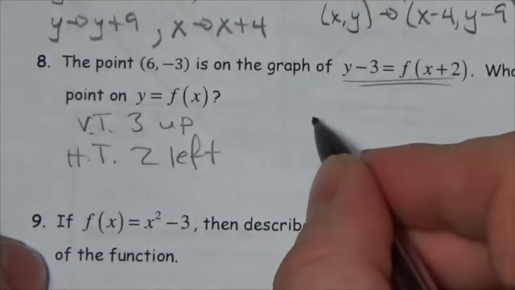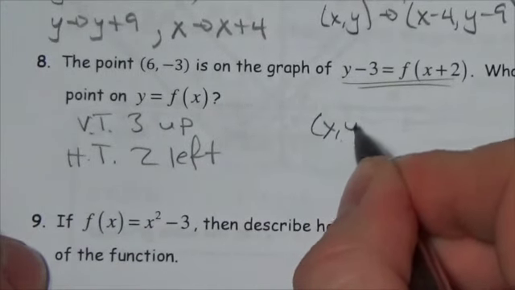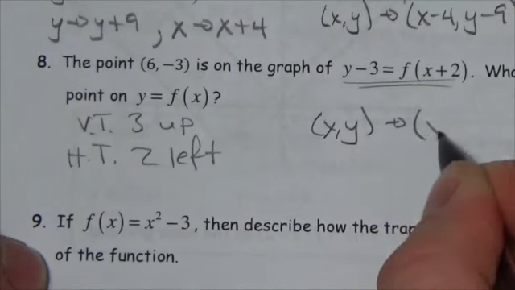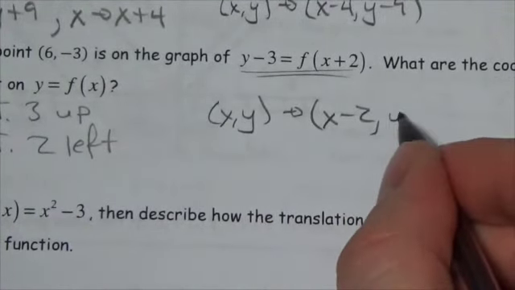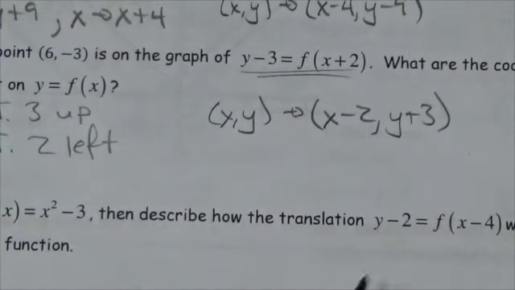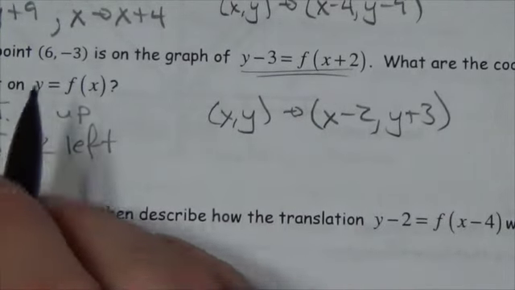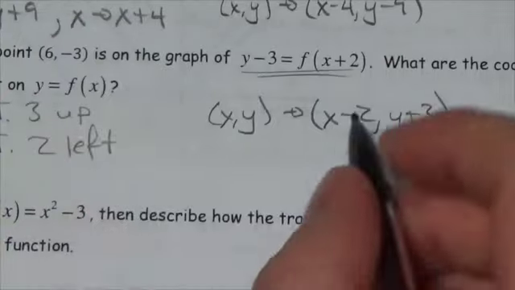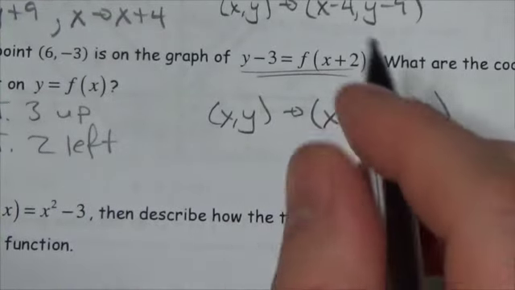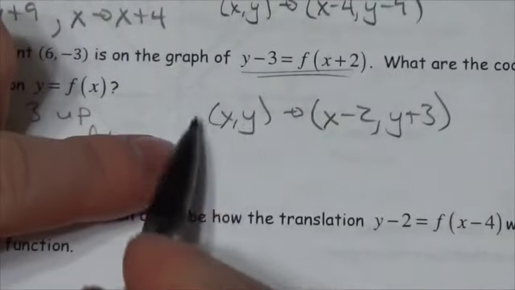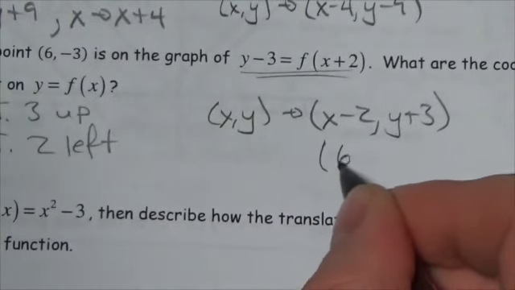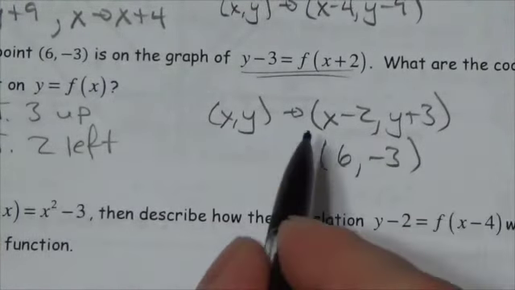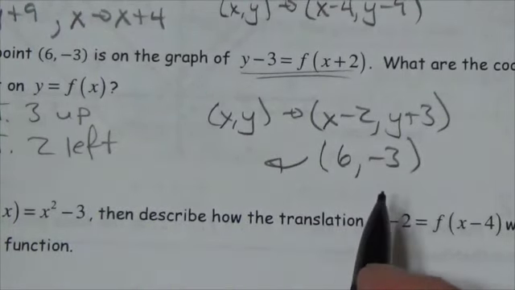Now, that means this is my image point. (x, y) is going to become (x - 2, y + 3). Now, the point that I'm given, this (6, -3), is on this graph, and this is what's different here. Normally, you'd be given the original point and asked what its image is, but here, you're actually being told what the image is and being asked to go backwards to get the original.